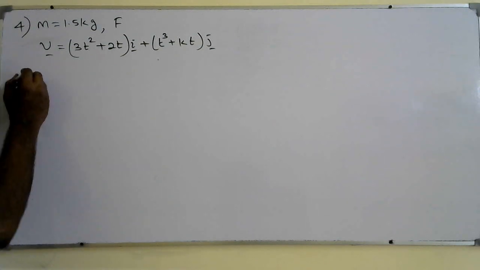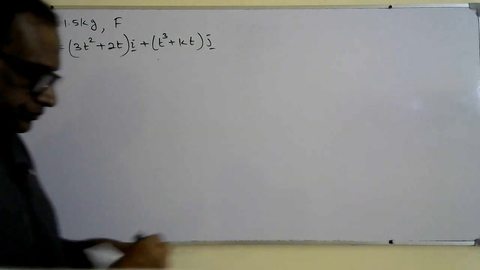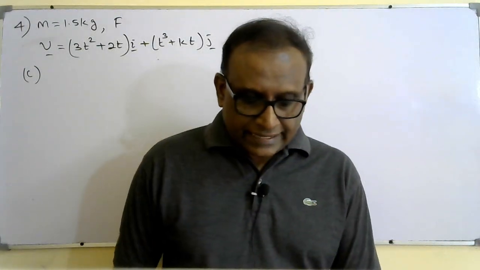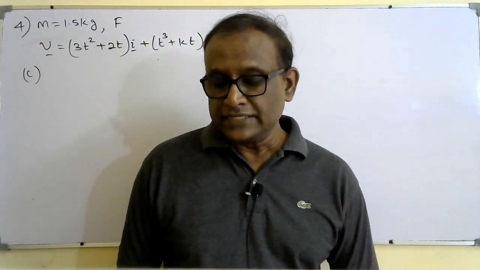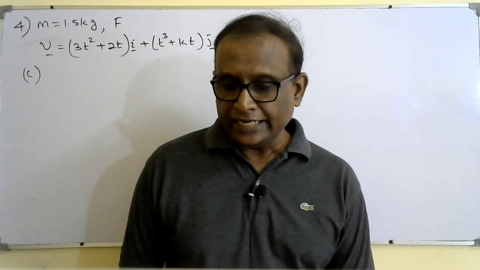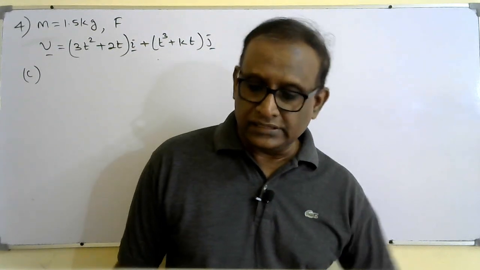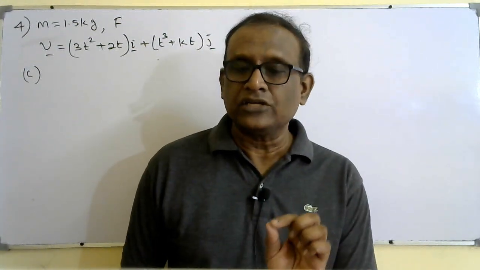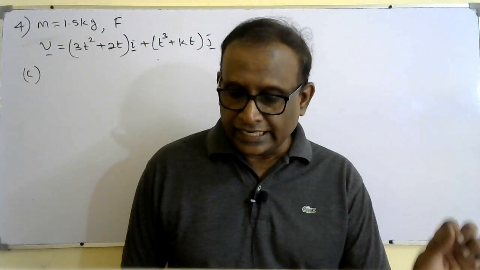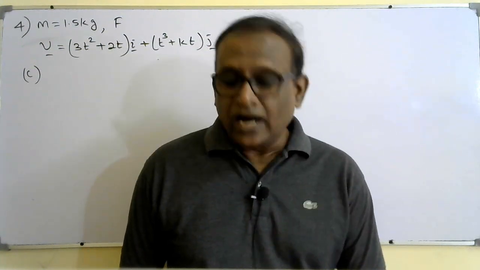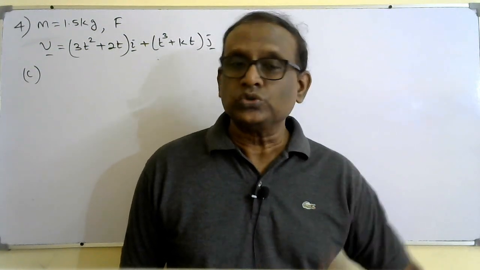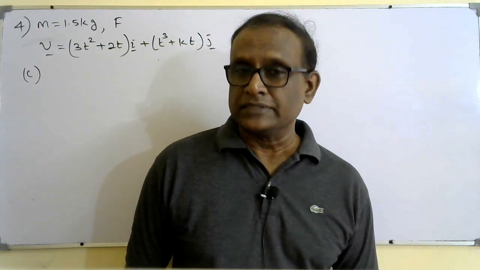Okay, now part C. They are saying that the position vector R equals 3i plus 4j when t equals 0. So initially, when t equals 0, the position vector is given, which is 3i plus 4j. Find R, the position vector, when t equals 2. Now, how do we find the position vector?